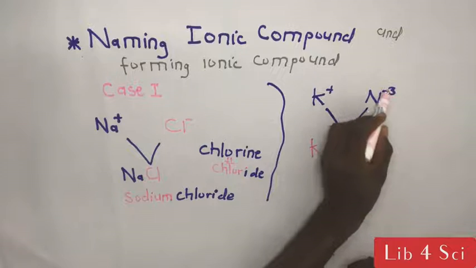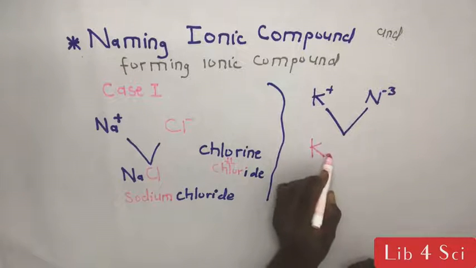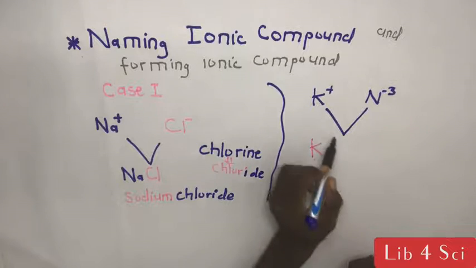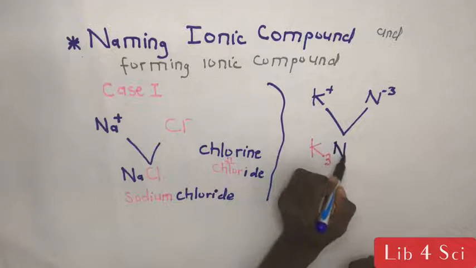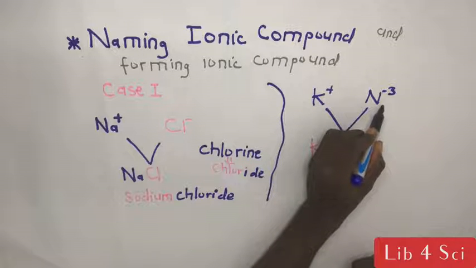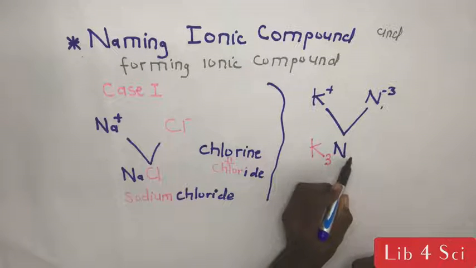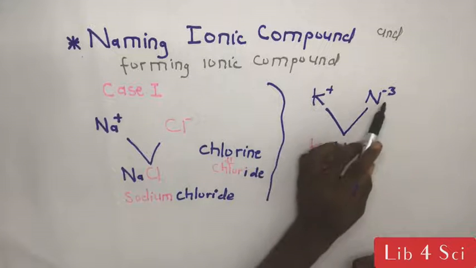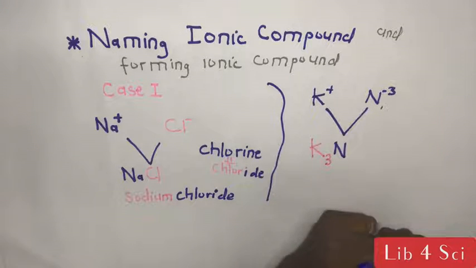Now, the 3 from here will come as a subscript to what? Potassium. Then we write nitrogen. The 1 from potassium goes as a subscript to nitrogen. And if it is 1, it is understood that it is 1. No need for us to write 1 here. So this is the compound that will be formed when potassium ion attracts nitride ion.